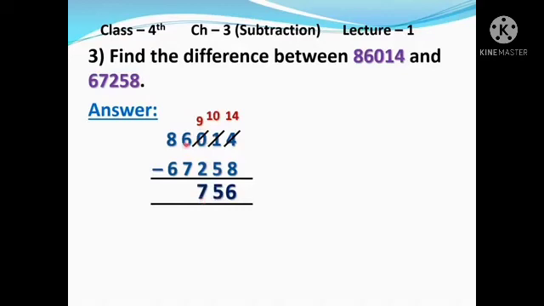Now see, 5 minus 7. It is not possible. So we will take borrow from this 8. This 8 will become 7 and this 5 will become 15. So 15 minus 7, 8 and this 7 minus 6, 1. Okay. So our answer is 18,756.